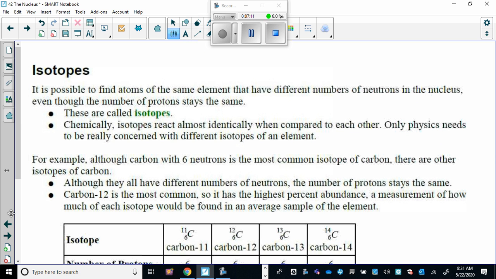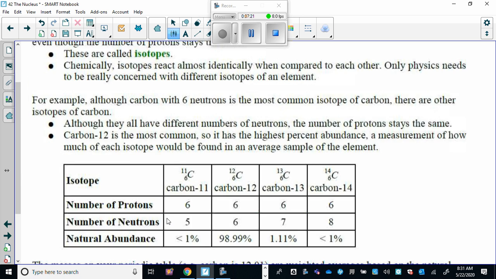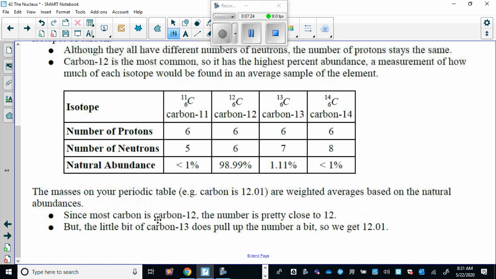Moving on to isotopes. What are isotopes? Isotopes are simply an element that has a different number of neutrons. The same element, but with a different number of neutrons. So here's some really good examples. We've got carbon-12. Carbon-12 is the most abundant form of carbon on Earth. It has 12 nucleons, therefore it has 6 protons and 6 neutrons.